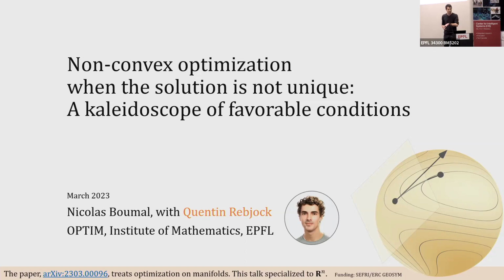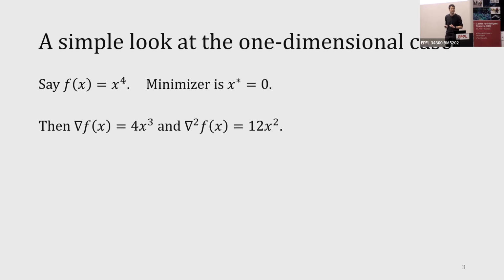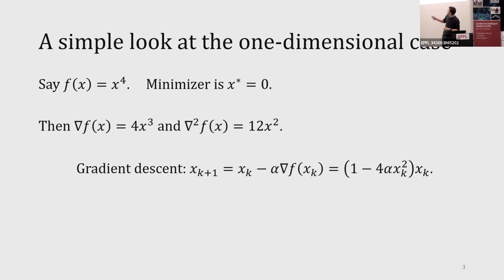Now, to get started, I'll go back to the kinds of things you might hear in the second or third lecture of an intro class to optimization: what could go wrong? Let's look at a very simple 1D function where there's just one minimizer, which is isolated and unique: f of x equals x to the power 4. This function is nice enough that you can compute its gradient, just a derivative, and the Hessian, just a second derivative. Since everything is so explicit, you can write down what gradient descent would do, and you get an expression for x_{k+1} as a function of x_k.